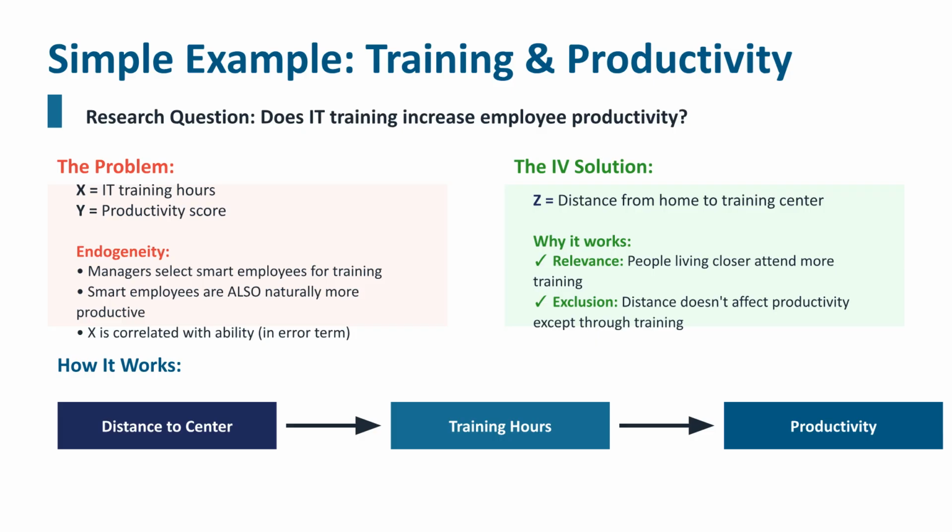Consider the question: does IT training increase employee productivity? The problem is that smarter employees are selected for training and are naturally more productive. This makes x, training hours, endogenous. Our IV solution uses the distance from home to the training center as z. Closer employees attend more training, but distance itself does not affect productivity, except through training.